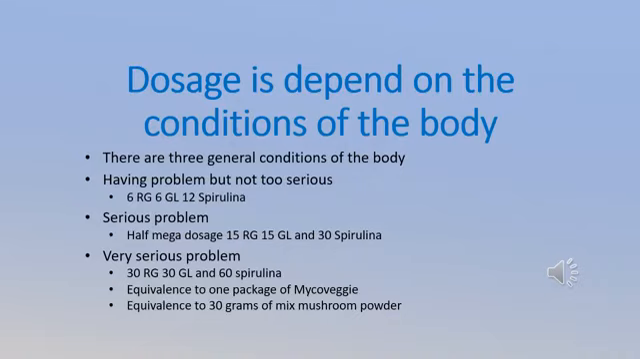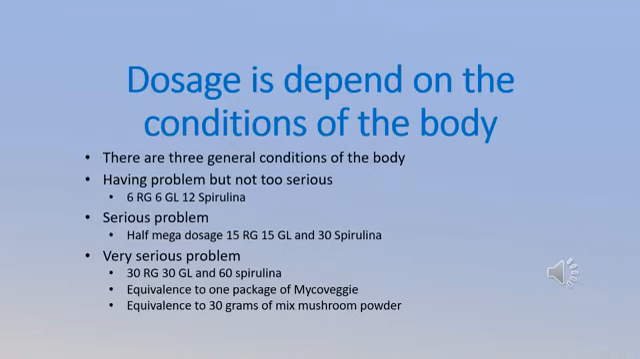So when we treat the body, there are only three conditions. First is a general condition. They're having a problem but not too serious. Then normally we take 6 Rg, 6 GL and 12 spirulina. Spirulina is also a helper, sometimes people can even skip the spirulina, or take 6 spirulina. The spirulina is not so critical, but Rg and GL are critical. So you take 6 Rg, 6 GL, and 6 to 12 spirulina.